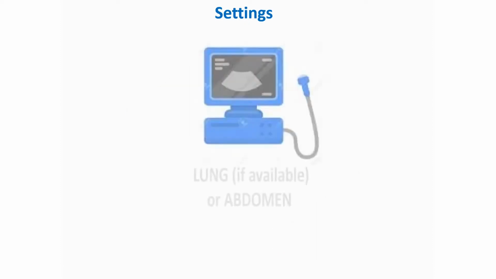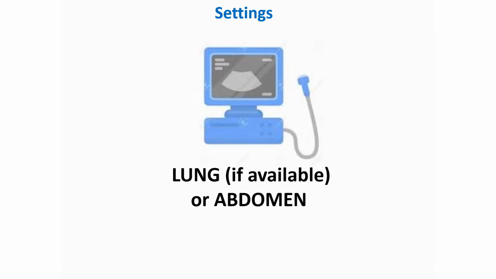Use the specific lung preset if your machine includes a lung preset. Otherwise, you can use the abdominal preset. You should scan each point for the duration of at least one complete respiratory cycle, possibly for 5-6 seconds.